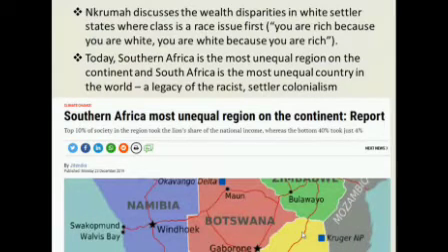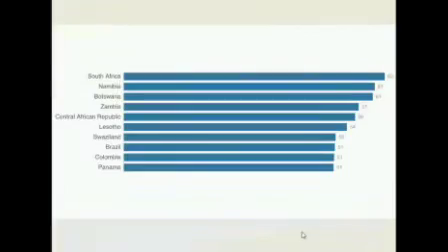Nkrumah discusses the wealth disparities, particularly in white settler states, where class is a race issue first. And to quote Fanon, "You are rich because you are white. You are white because you are rich." And this is the scenario in the white settler states. Now, when Nkrumah was writing, South Africa was an apartheid state. But even today, Southern Africa is the most unequal region on the continent. And South Africa is the most unequal country in the world, which is a legacy of racist settler colonialism.